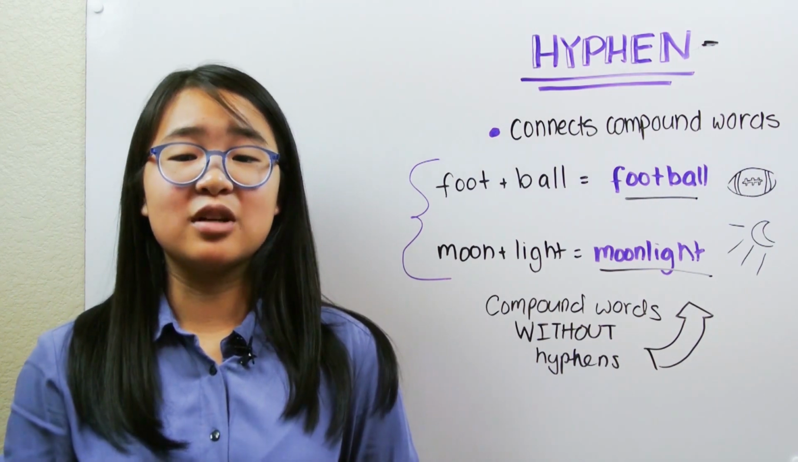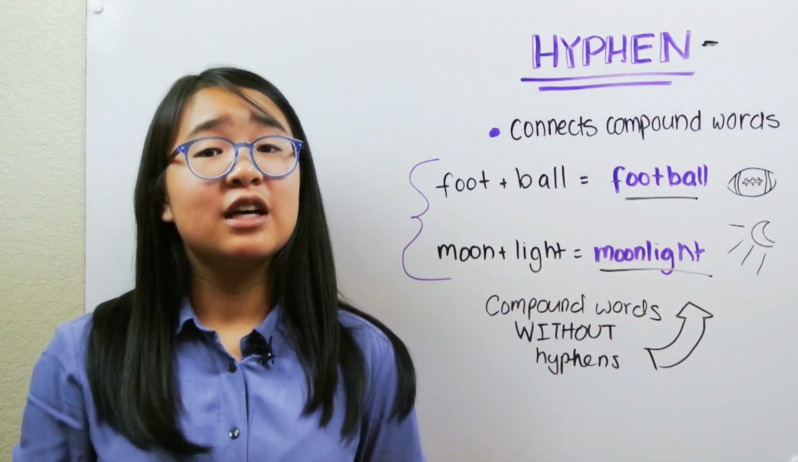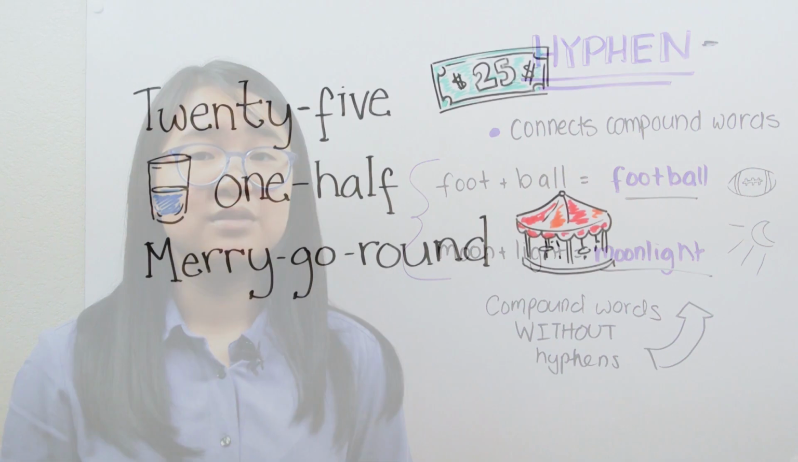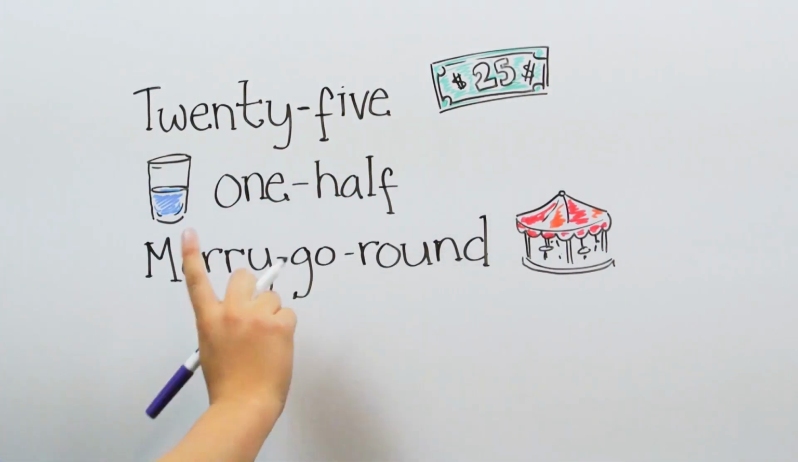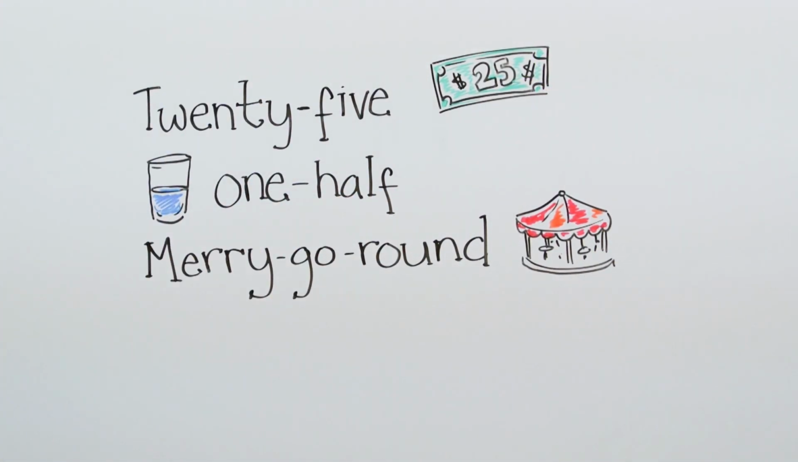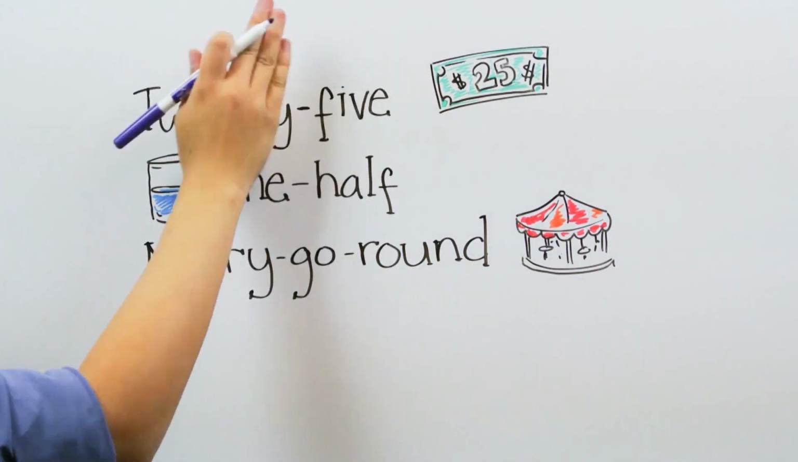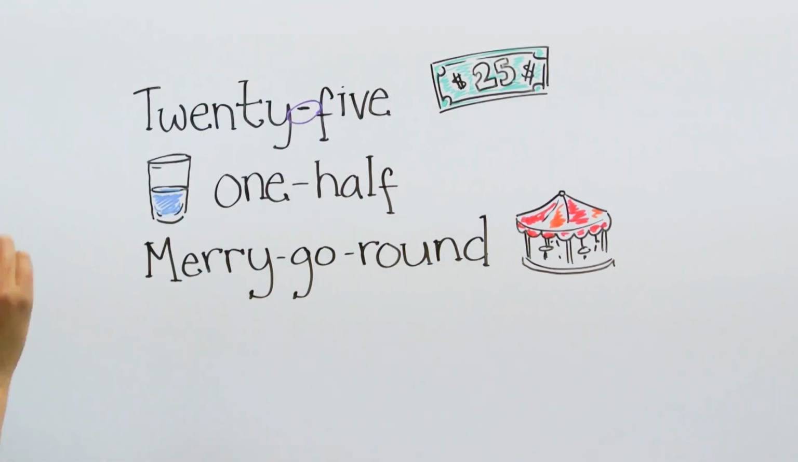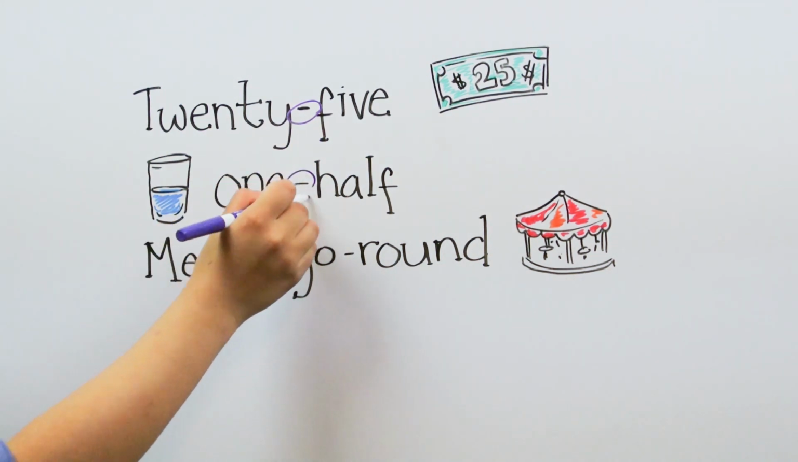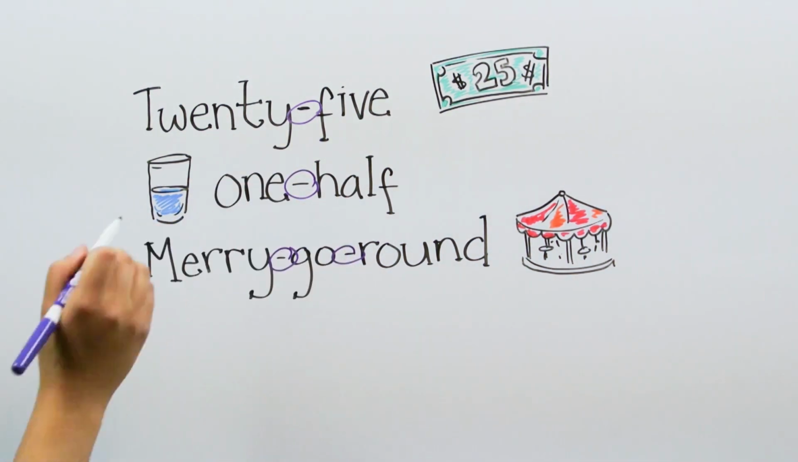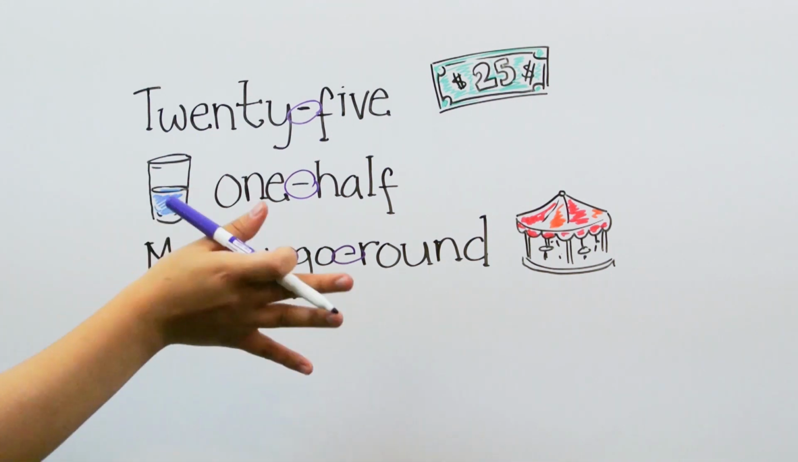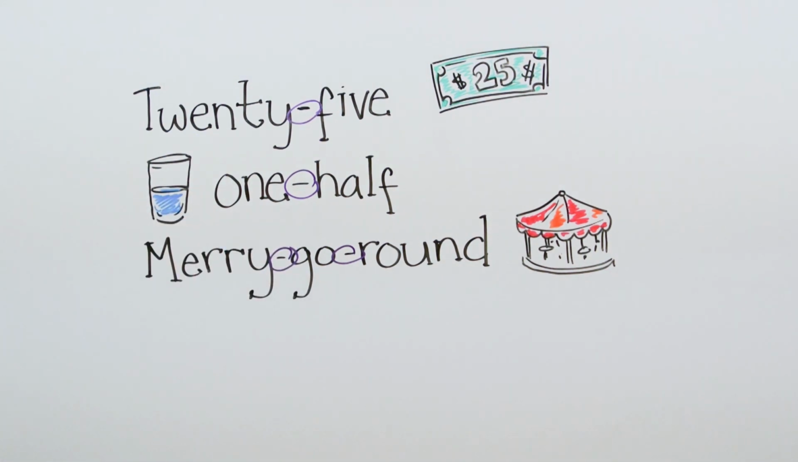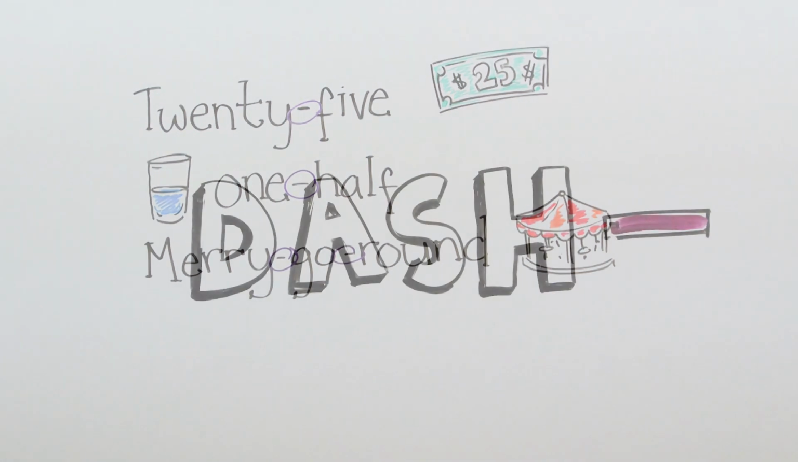But some compound words are connected by a hyphen. Here are some examples: twenty-five, one-half, merry-go-round. Note that all these words are made up of other words, connected by a hyphen. Sometimes it's tricky to know when to use a hyphen within compound words and when not to. The best way to be sure is to check a dictionary.